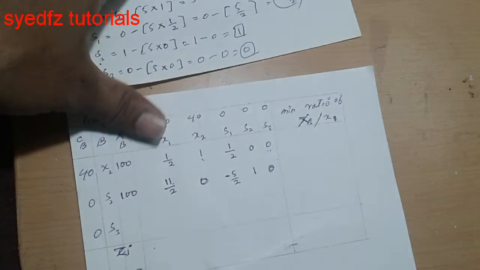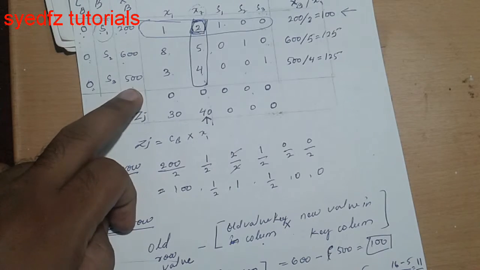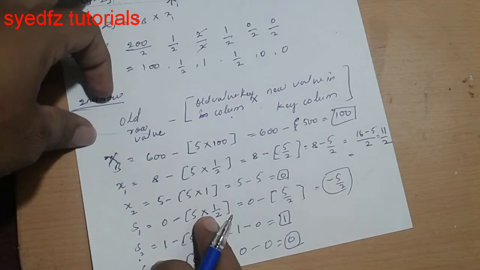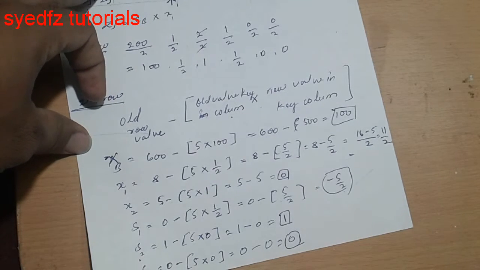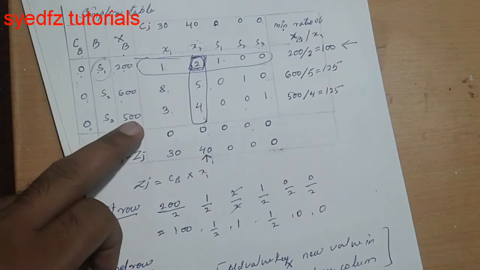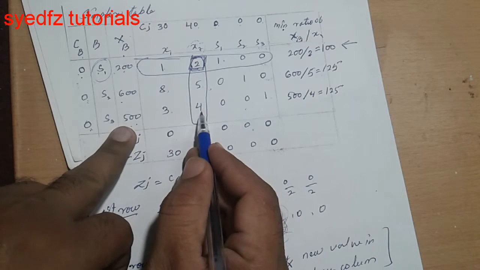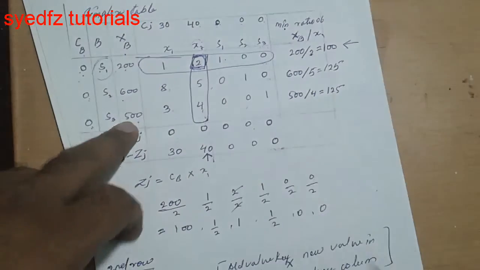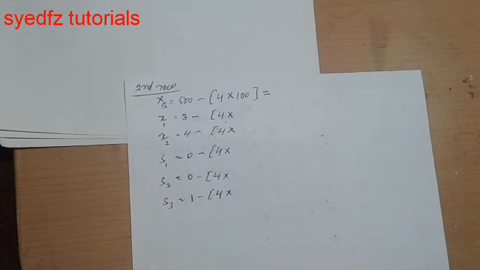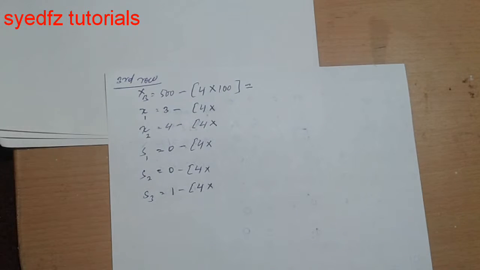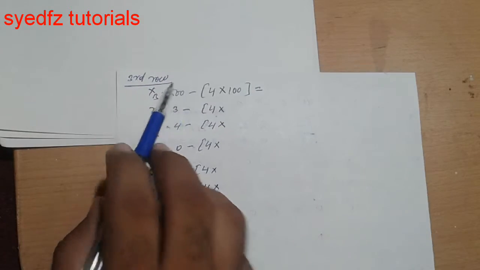In the same way, for the third row, how we calculated the second row, how we brought all the points, it is the same; we have to calculate the third row. Old value 500, key column is 400, and the new value we have to check from the new table. Okay, this is for the third row. I have made some points. For the third row, for XB we have got 500.